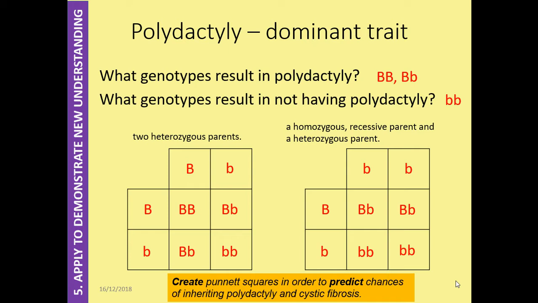Now, I choose to use the letter B. The exam question may tell you what letter they want you to use, but B is quite a good one because you can see the difference clearly between the capital and the lowercase. So we've done two Punnett squares here.